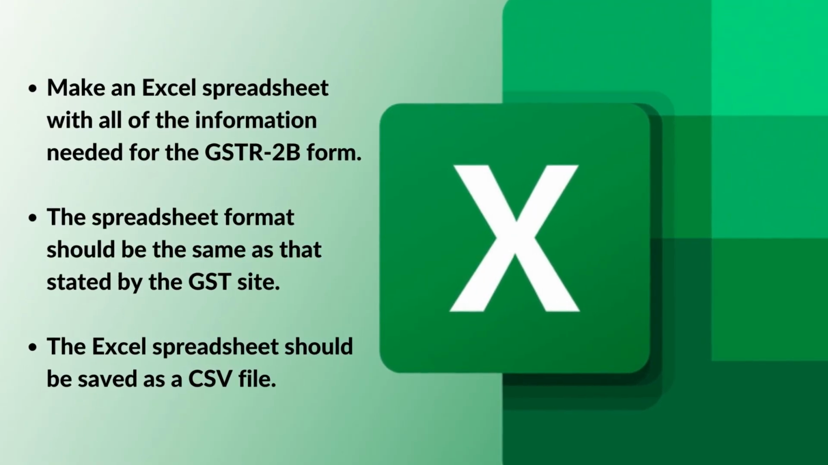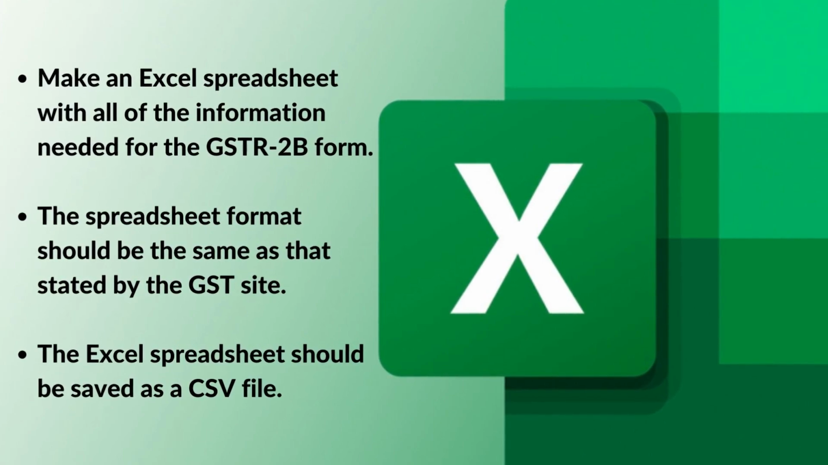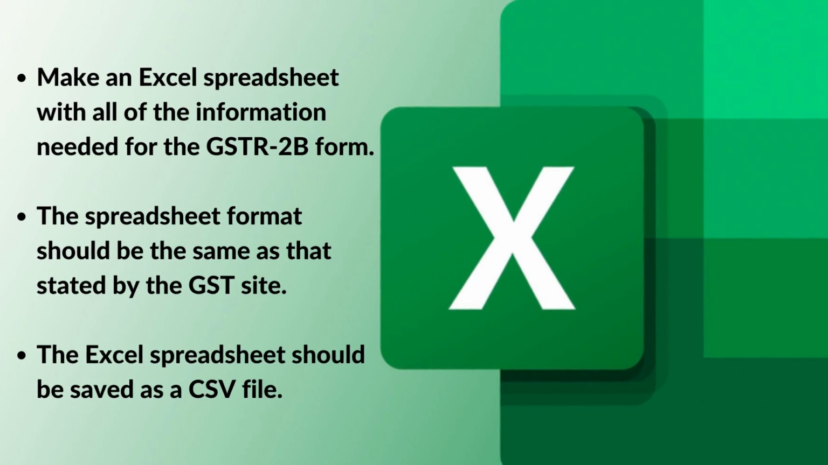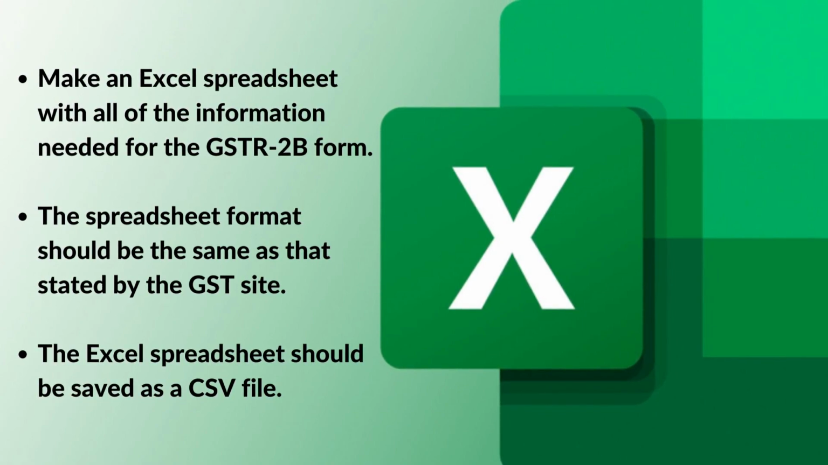Make an Excel spreadsheet with all of the information needed for the GSTR 2B form. The spreadsheet format should be the same as that stated by the GST site. The Excel spreadsheet should be saved as a CSV, comma separated values, file.